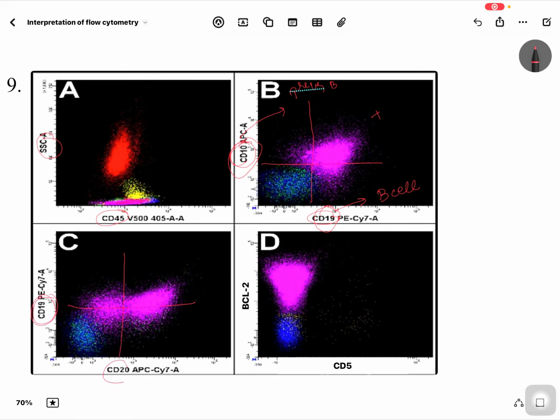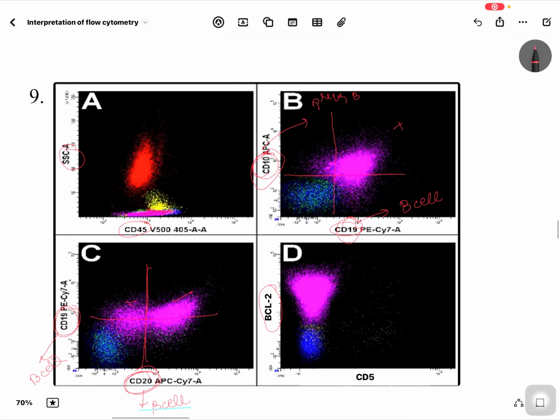What do we see? CD19 and CD20 positivity. Both are positive, so this is again B cell lineage. But here, what is something called BCL2? Okay, BCL2. So what do you mean?